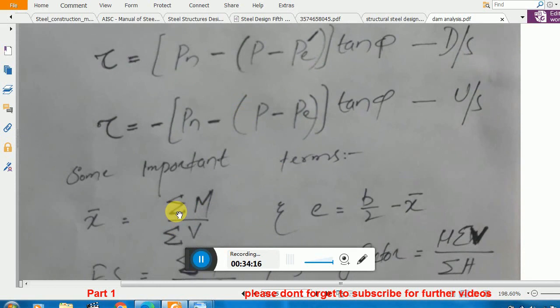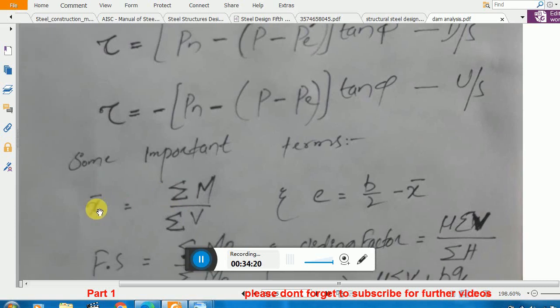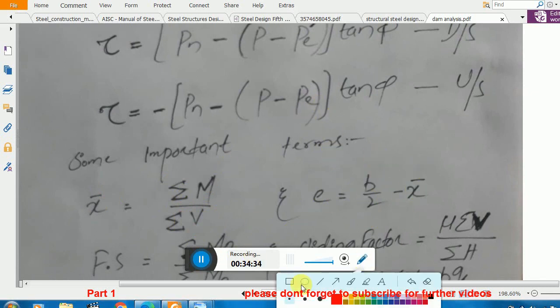Some important terms, these are very important, because when we are doing the stability analysis, we are checking whether the dam is safe or not safe. So in that case, X prime is basically the summation of moments divided by the summation of all vertical forces. E, that is eccentricity, is very important. E is nothing but V over 2 minus X prime. And remember, let me show you, for example, this is my dam.